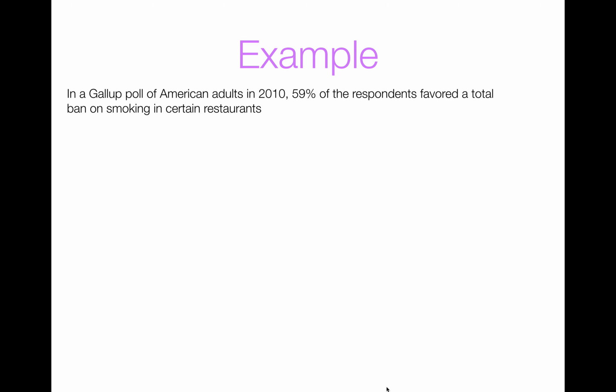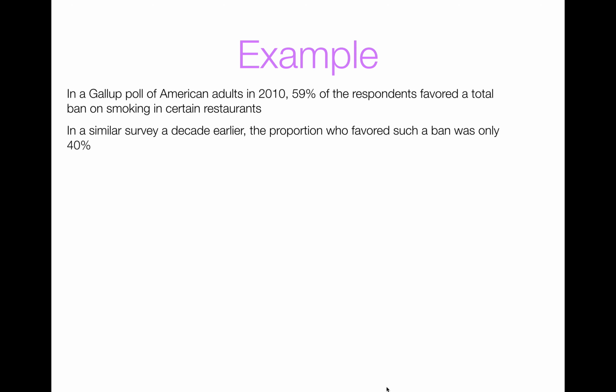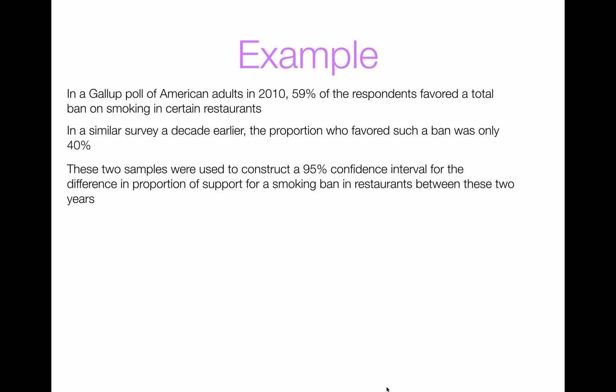In a Gallup poll of American adults in 2010, 59% of them said they favored a total ban on smoking in certain restaurants. In a similar survey a decade earlier, the proportion who favored the ban was only 40%. So we want to know, things are changing. So these two samples were used to construct a 95% confidence interval for the difference in proportion of support for a smoking ban in restaurants between these 2 years.